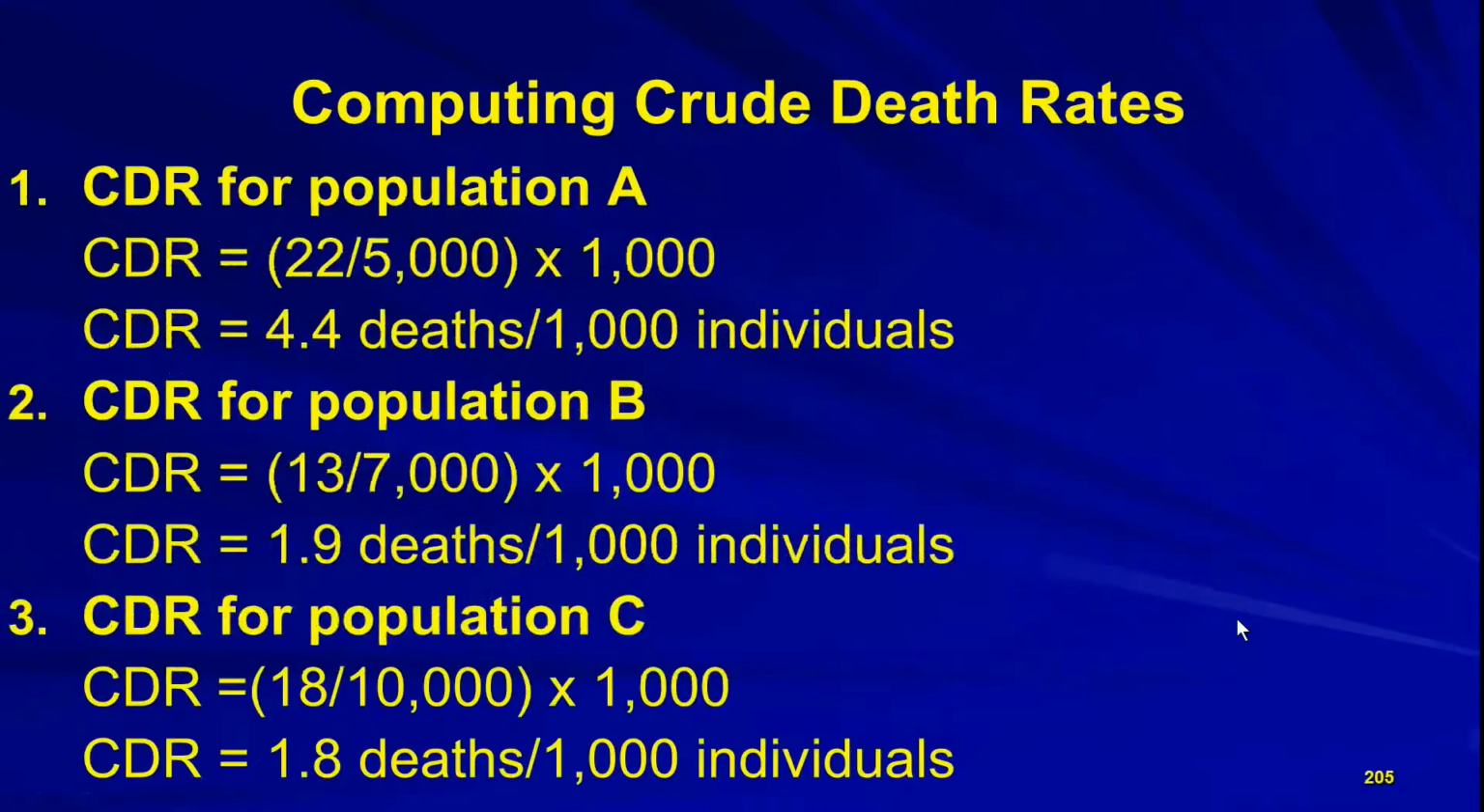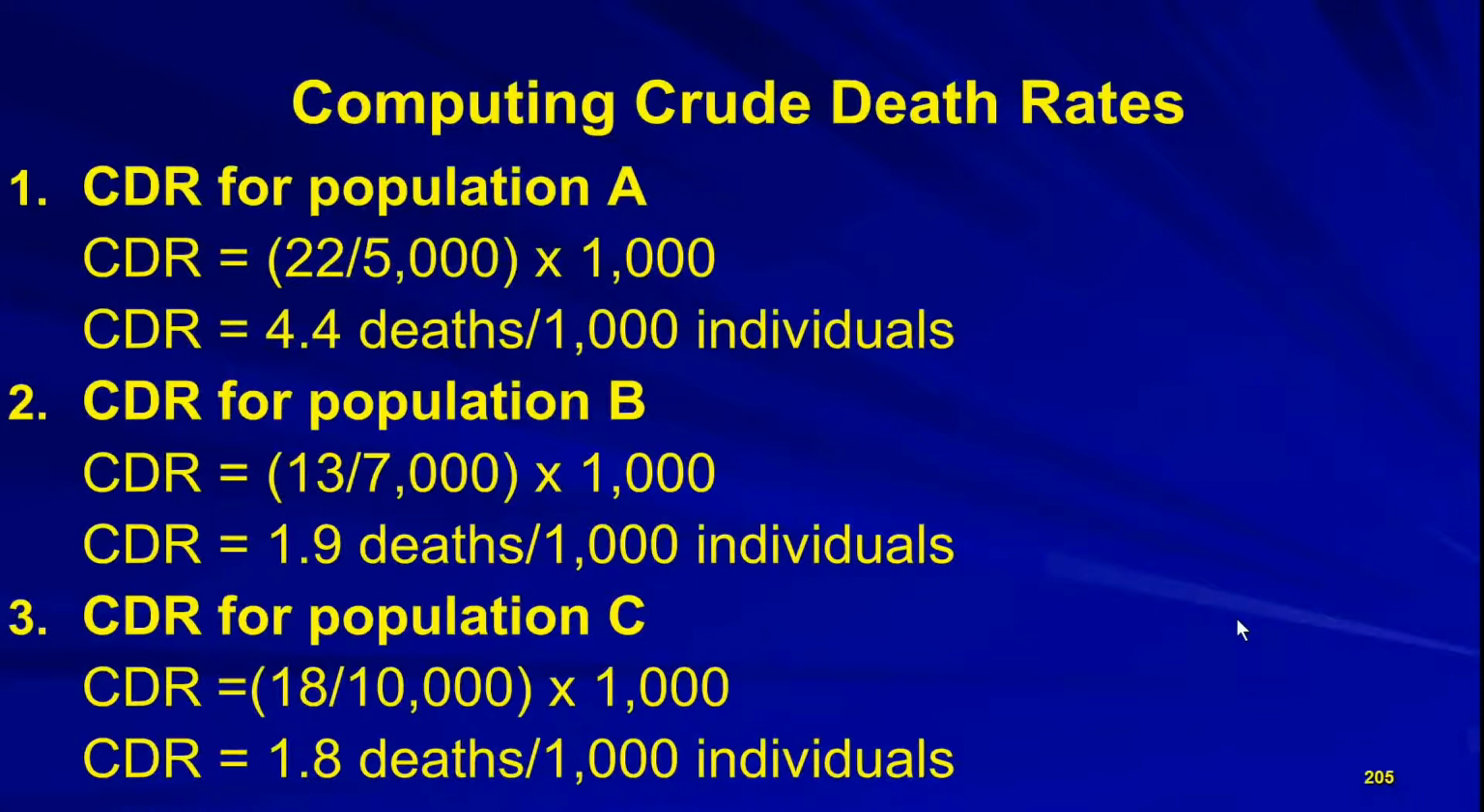Let's see what we've done, or how well we've done with this particular example. Okay, this is what we know. Our crude death rate is 4.4 per 1,000 individuals. That was in population 1. It's 1.9 deaths in population 2, and it's 1.8 deaths in population 3. So what would you conclude from here?